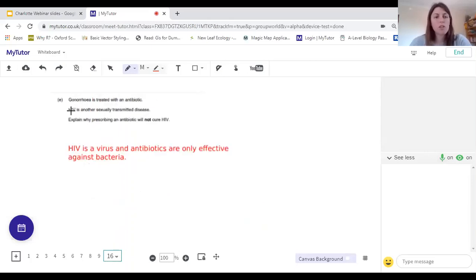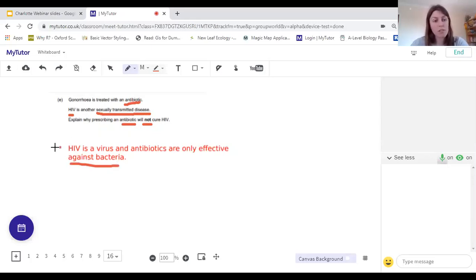Okay, gonorrhea is treated with an antibiotic. HIV is another sexually transmitted disease. We learned about HIV. Explain why prescribing an antibiotic will not cure HIV. So we did talk about this. HIV is a virus. Viruses cannot be treated by antibiotics. HIV is a virus and antibiotics are only effective against bacteria.